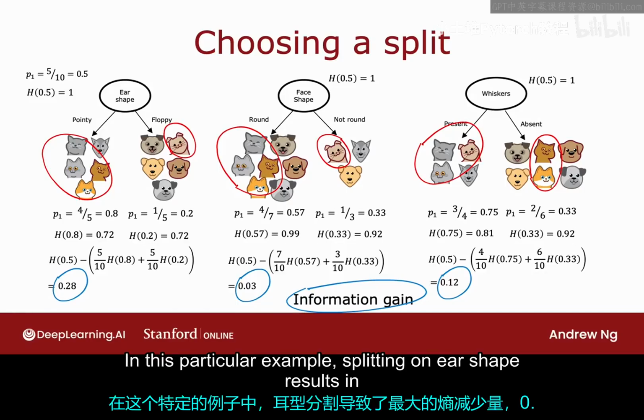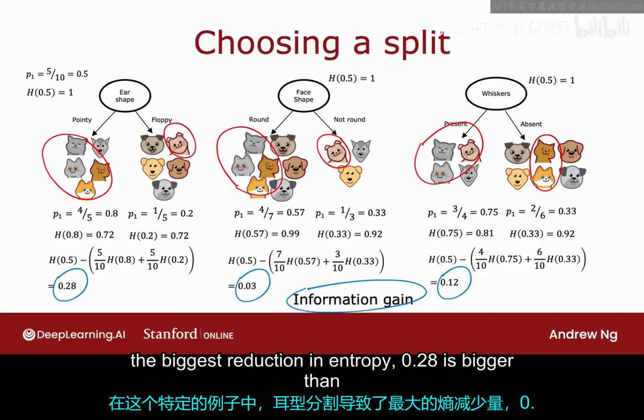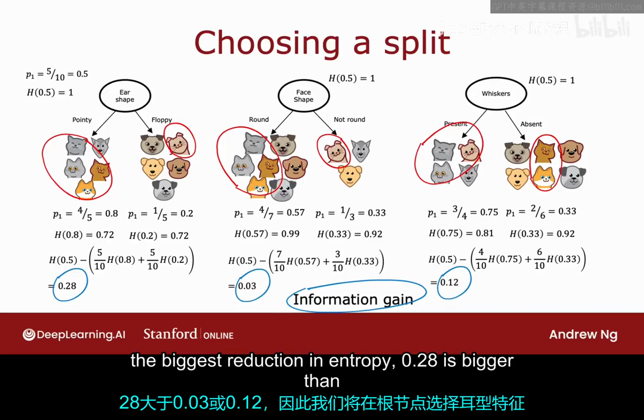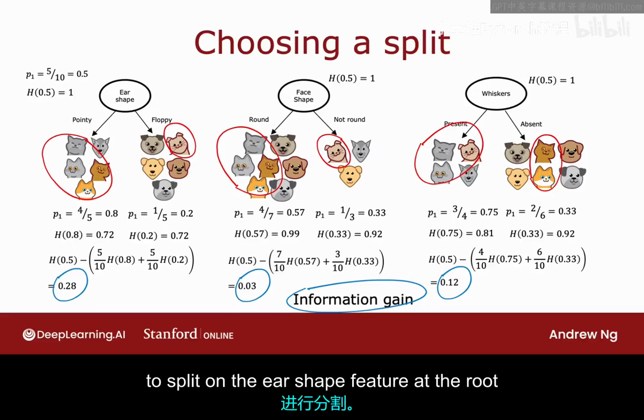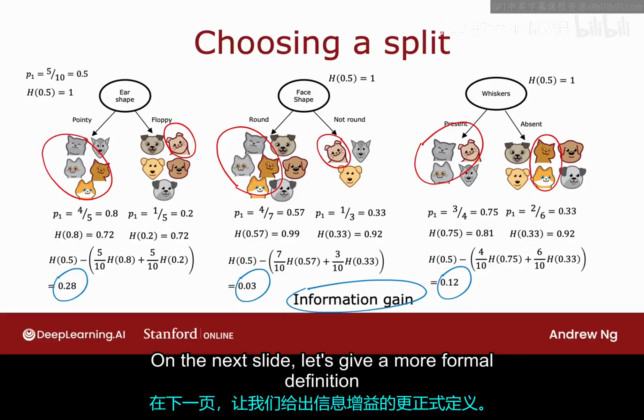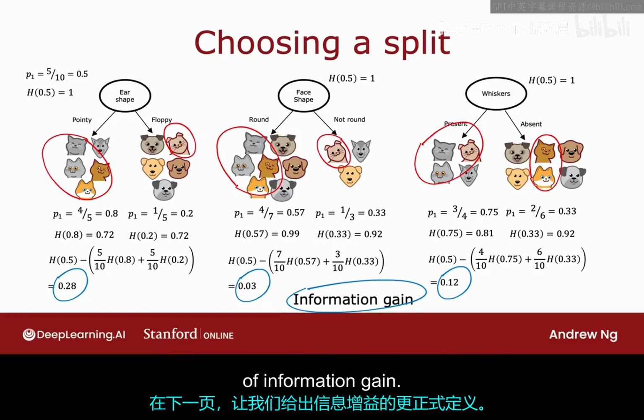In this example, splitting on ear shape results in the biggest reduction in entropy. 0.28 is bigger than 0.03 or 0.12. And so we would choose to split on the ear shape feature at the root node. On the next slide, let's give a more formal definition of information gain.